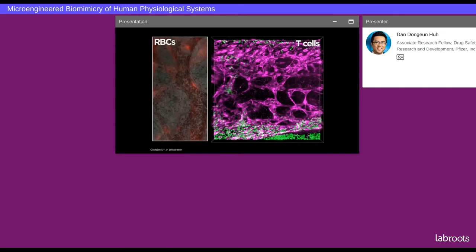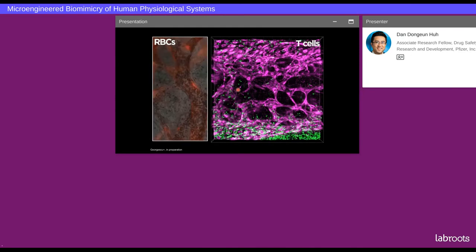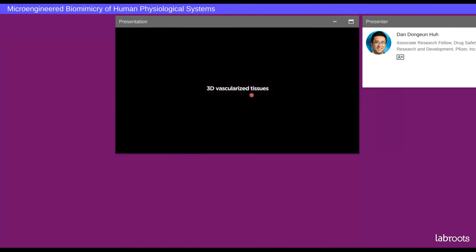We've also tested flowing blood cells, red blood cells on the right, and on the left, T cells. Actually, in this case, they are migrating in the TNF-treated vessels, and you can see all different sorts of T-cell behaviors in this movie. We're now using this as a platform to build more realistic 3D human tissues.